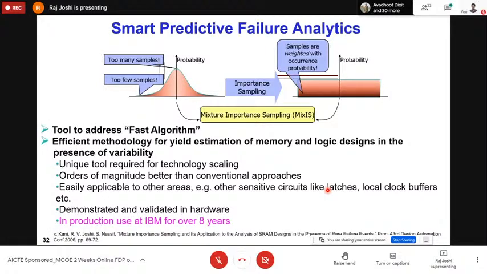smart predictive failure analytics, where the idea is to go into this tail region of a Gaussian distribution, because there are only a few samples here, while there are many samples here. So we use uniform sampling, a crude sampling technique first, to generate failures, meaning the samples will fail somewhere here in this region, and then we shift this Gaussian into this region. So automatically we are close to this region. The sampling rate is extremely fast, orders of magnitude faster.